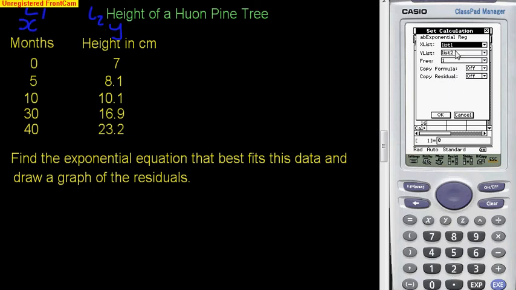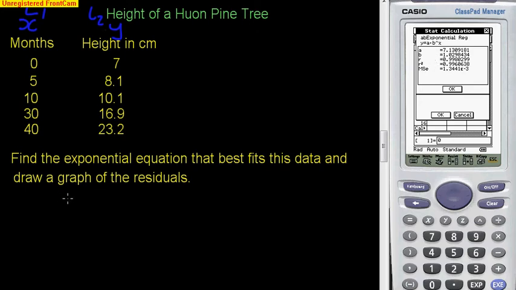I'm using list 1 and list 2. I'm going to copy the residuals because I know I'm going to be plotting a graph of them in a second, and I'll put the residuals into list 3. And we say OK. And then we get the equation come up from there. It's in the form y equals a times b to the x. I'm told what a is and told what b is, so I can write down the equation.